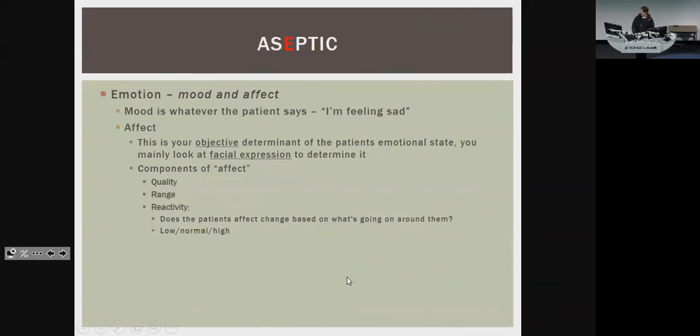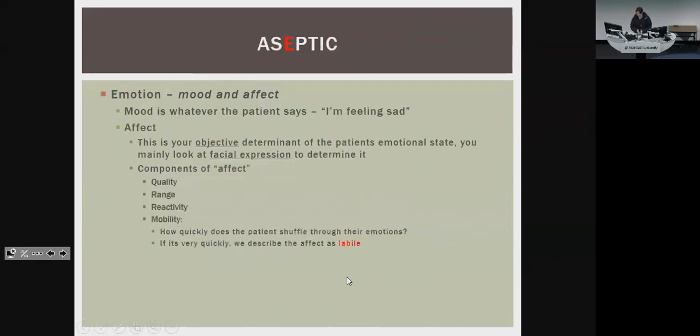Good. Okay, reactivity. Does the patient's affect change based on how you were talking to them? Say, for example, you might ask the patient to talk about their mother. And say their mother passed away recently and they get a little bit sad about that. That reactivity is normal, okay? But say it didn't change, you report that as low, or if it was really overreactive, you report that as high. Okay, mobility is how quickly they cycle between those affects, and if they are cycling between affects very quickly, you report that as labile.